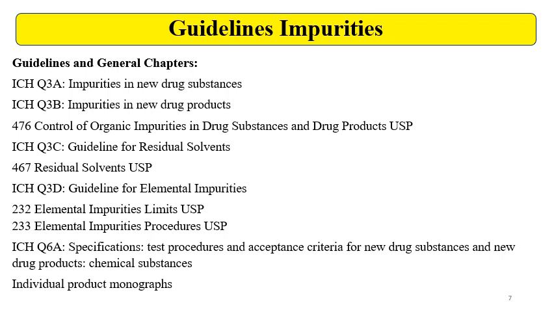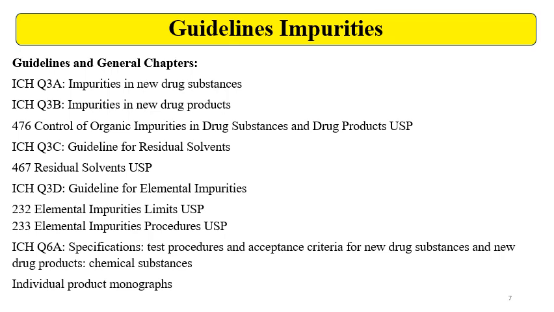ICH Q3C is the guideline which deals with residual solvent type of impurities. And in the USP, there is chapter number 467 for residual solvents. ICH Q3D is the guideline for elemental impurities. Then in USP there are two chapters, 232 for elemental impurities limits and 233 for elemental impurities procedures.